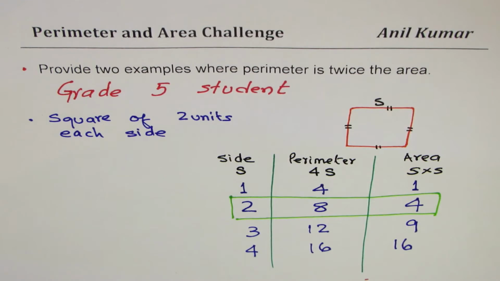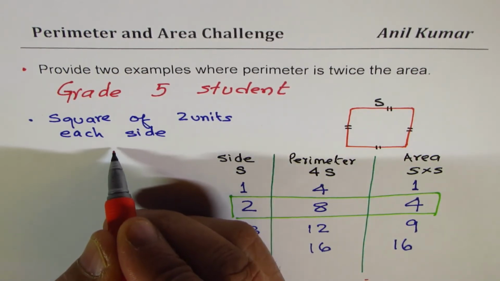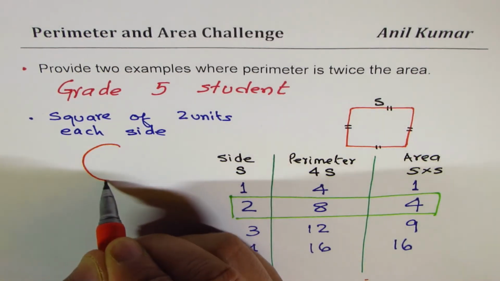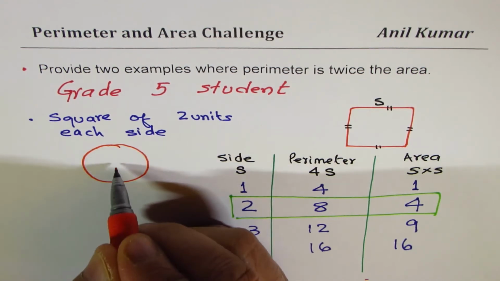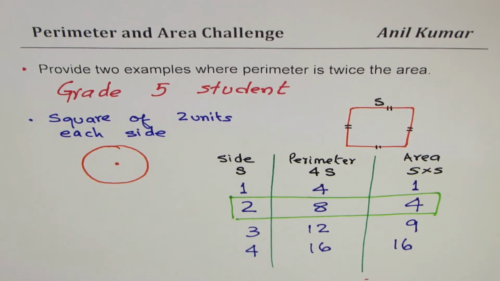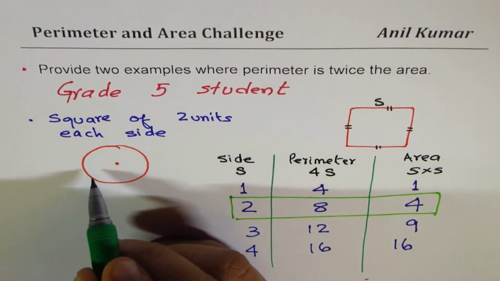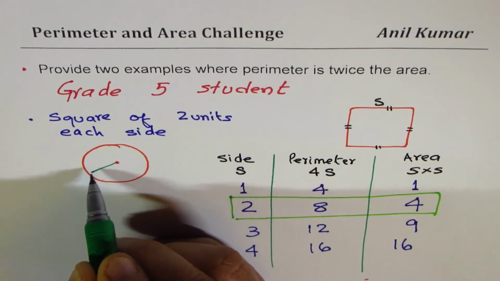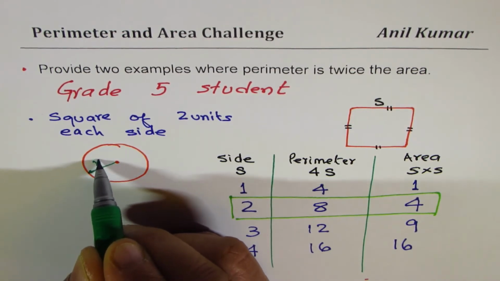Now similarly, let us experiment with another shape. So let me take this time a circle. Now in grade 5, probably you don't know the formula of circle, but since you are a keen learner, let me give you the formula. Area and perimeter of circle, right? So let's say radius is R.